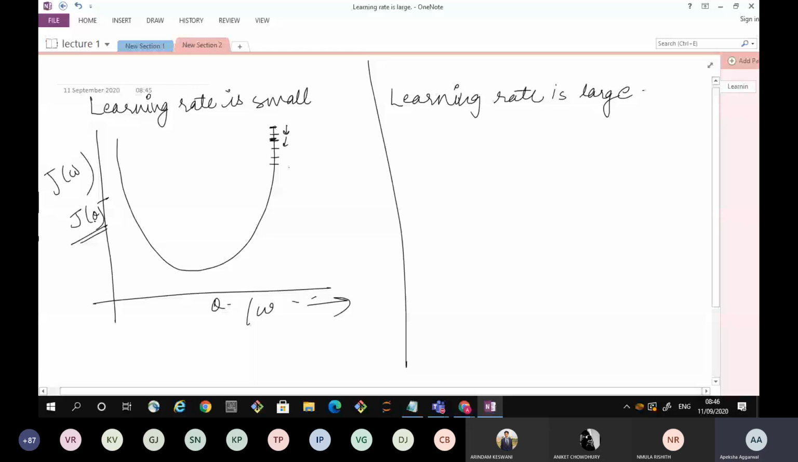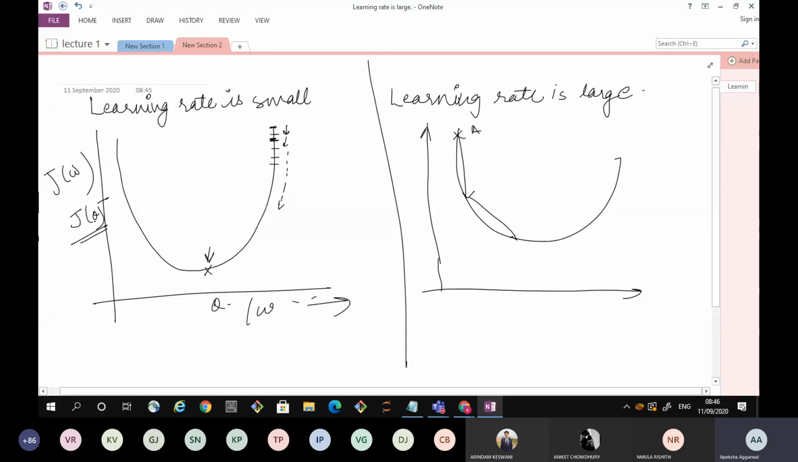But my learning rate should not be too large. Suppose I'm at point A, and my learning rate is too large, so I go from here to here, then from here to here, and then from this point to this point, but my optima was this. So the optima is missed out. My learning rate should not be so large that the optima is missed. Suppose my optima is missed out. What happens in that case?